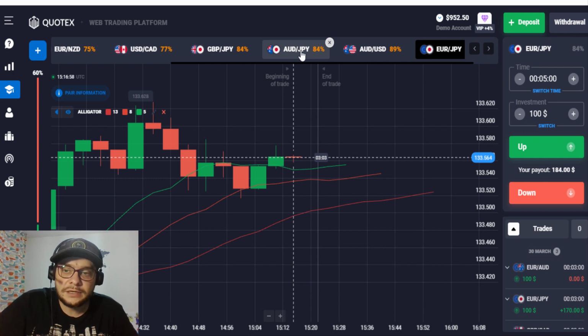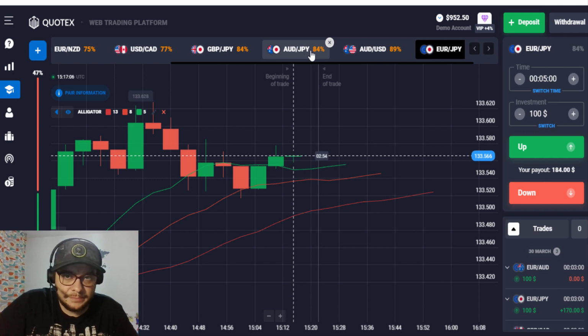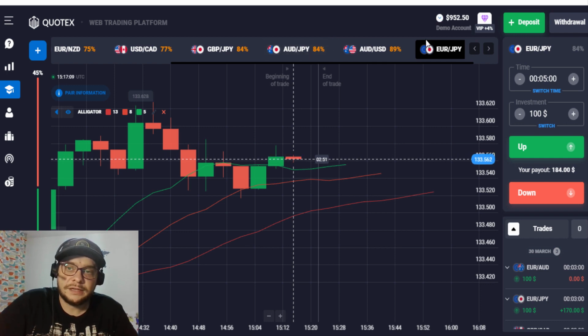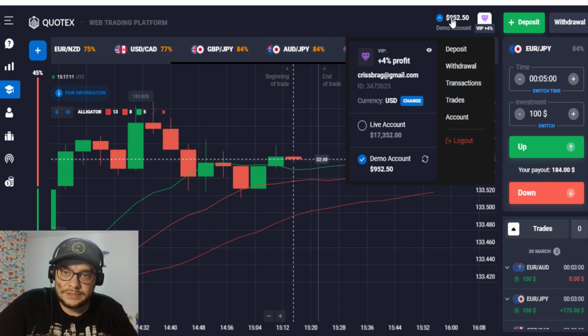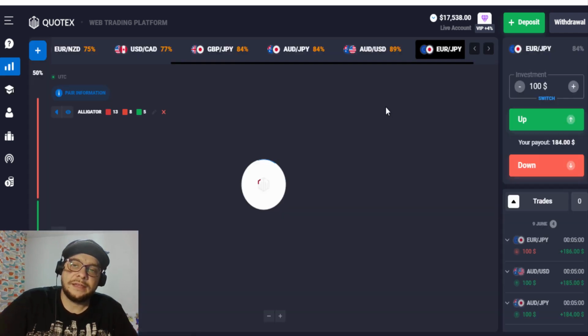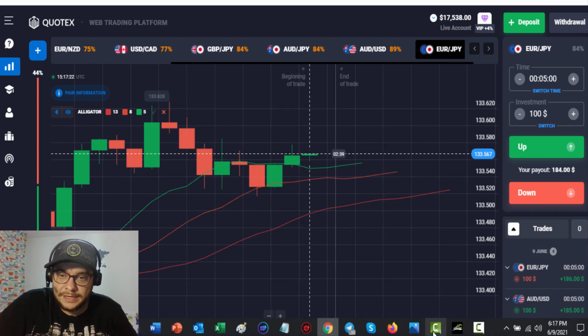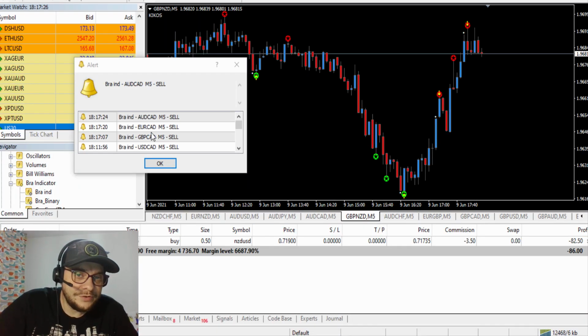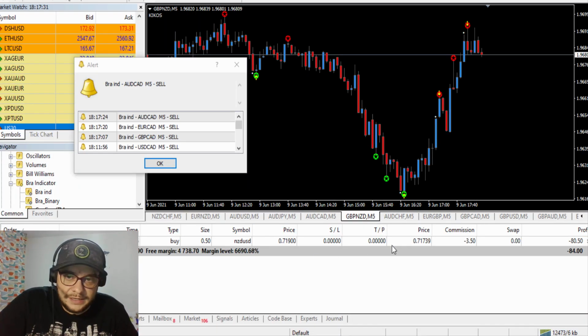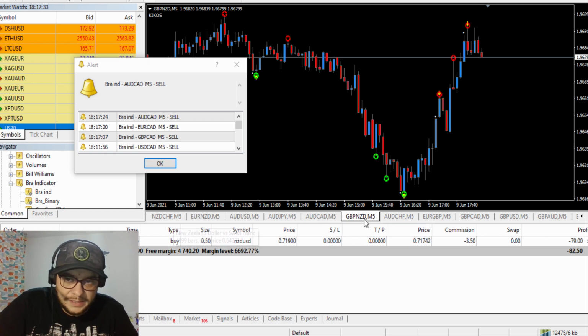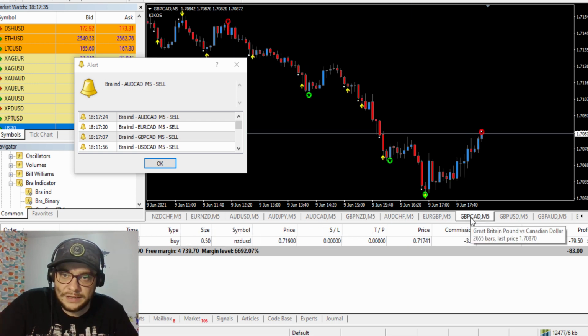Normally Australian dollar, Japanese yen, it is 80%, but because I have more than $5,000 in my account, it is 84%. And as you can see, this one, it was euro Japanese yen, it was in the money, and we have more signals here. Let's have a look at GBP Canadian dollar.